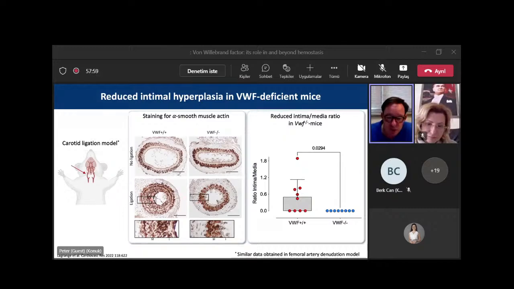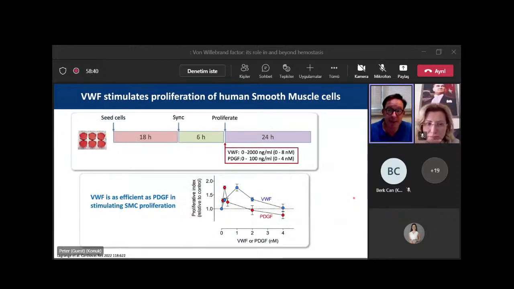The funny thing is, when you do that with the VWF deficient mice, there is actually no extra proliferation of the smooth muscle cells anymore. You can see here there are a lot of smooth muscle cells infiltrating into the intima, whereas here the intima stays very small. It's not extended at all, and you can see that having VWF allows smooth muscle cell proliferation, whereas in the VWF deficient mice there is no proliferation anymore. So does VWF have the capacity to induce smooth muscle cell proliferation?